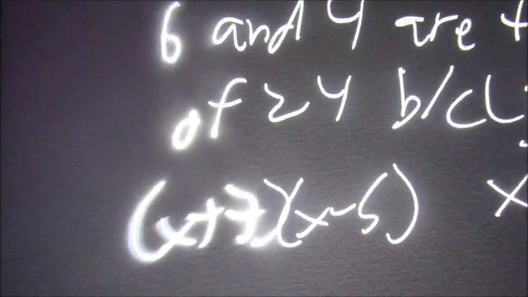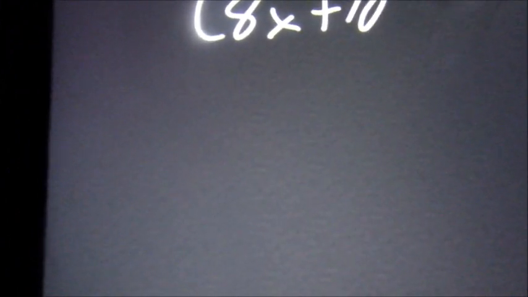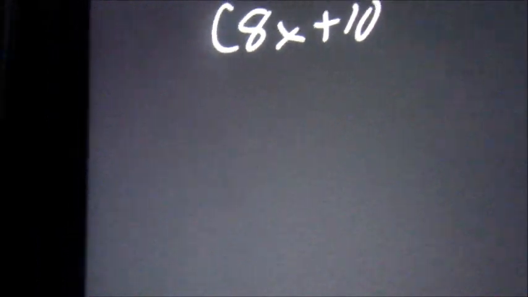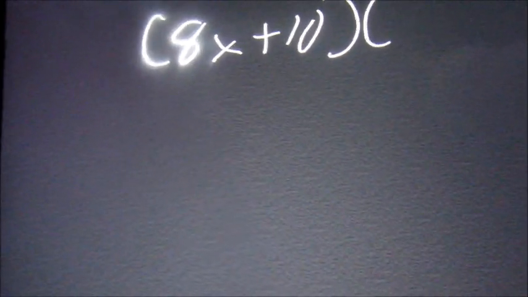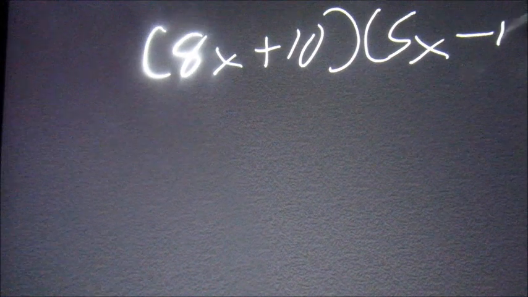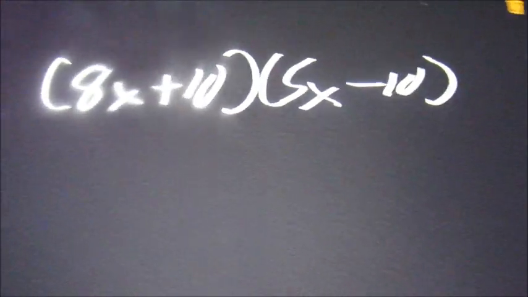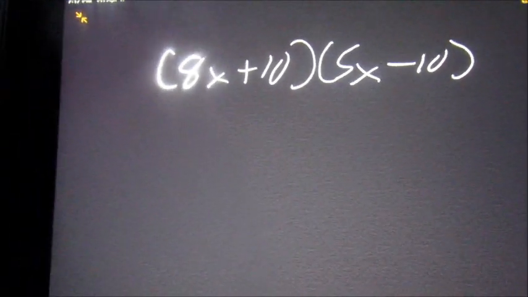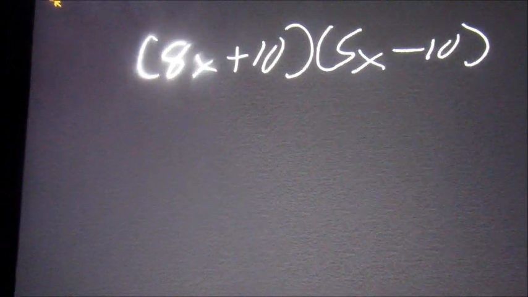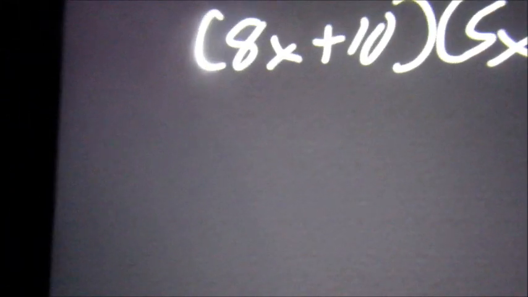Okay, so some more examples here. Let's say that we have 8x plus 10 times 5x minus 10. Okay, so this one has big numbers, but we're still going to do it the same way. It's still going to be FOIL.